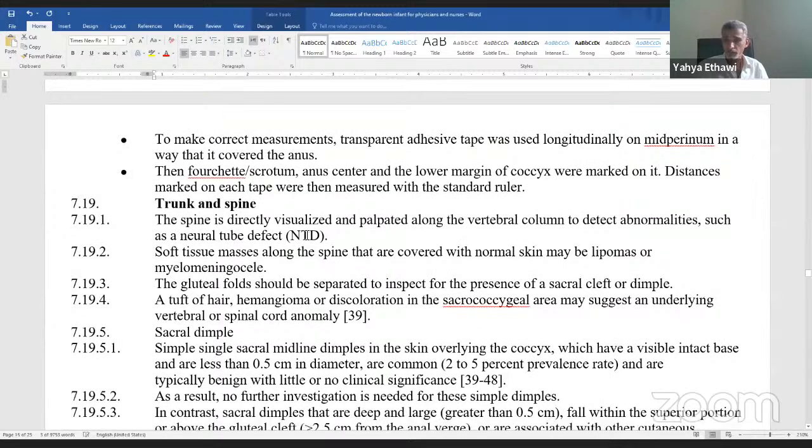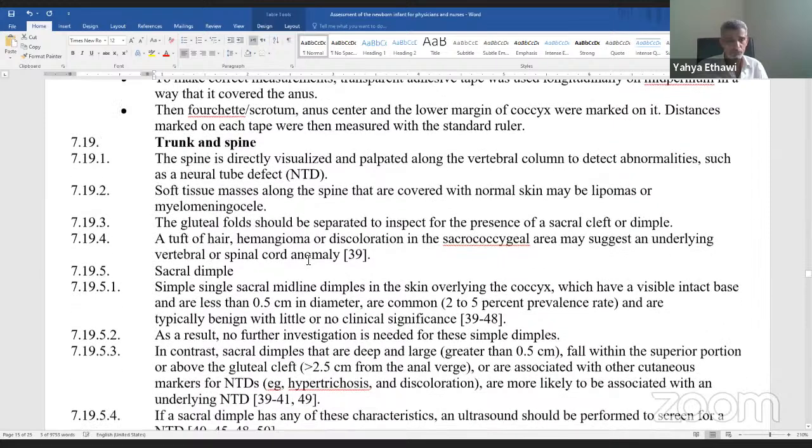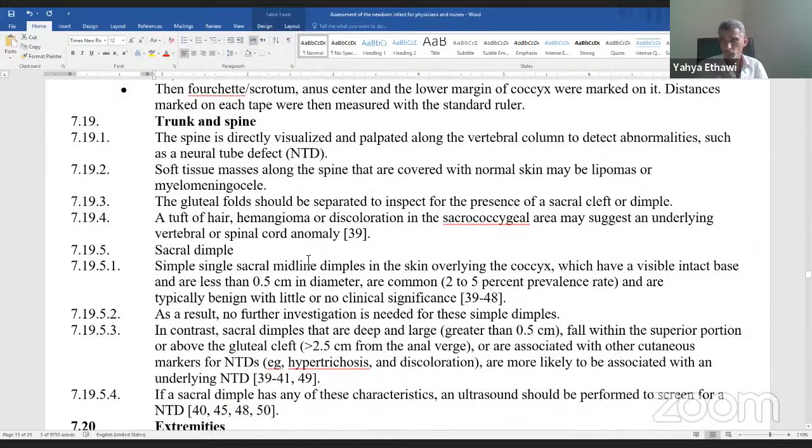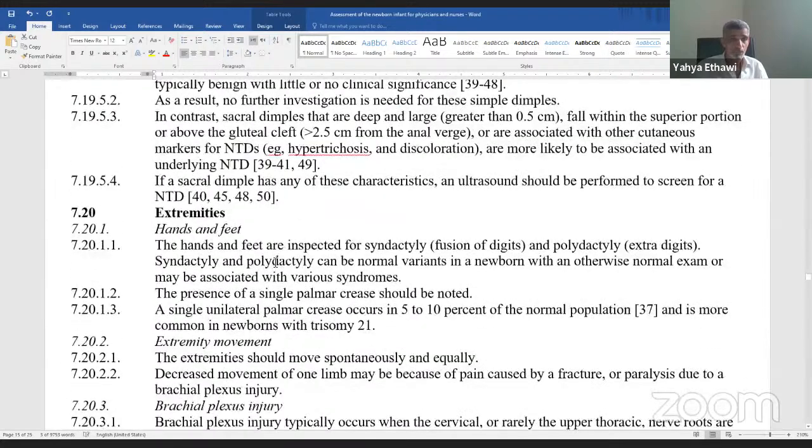Trunk and spine, very important to put your finger and move it from down to up and down to make sure that there is no neural tube defect or any sacrococcygeal abnormalities. Sacral dimple, very important to look and see the end. If you don't see the end, you might use an otoscope or ophthalmoscope or any magnifier to look.